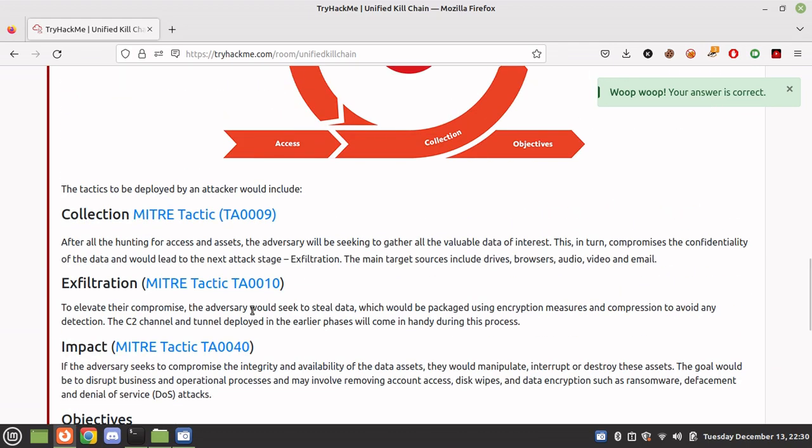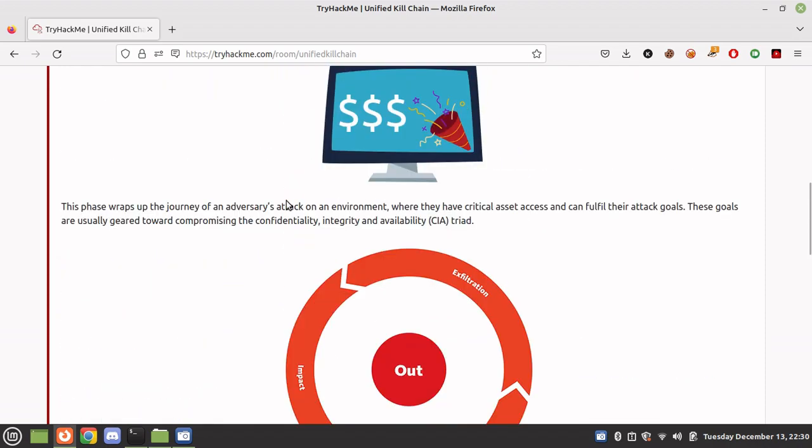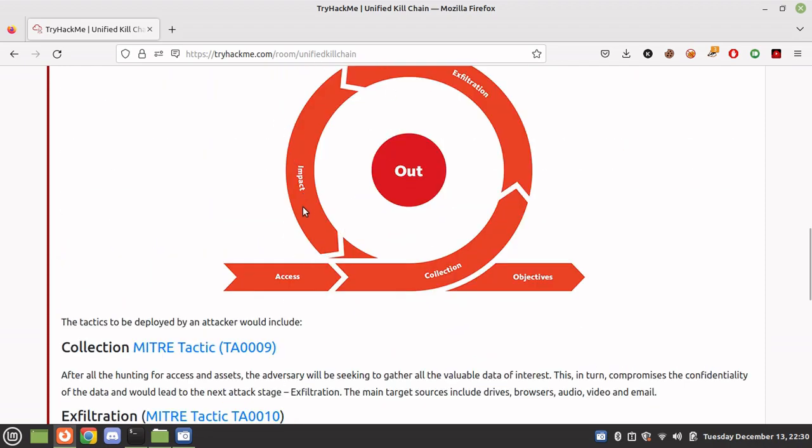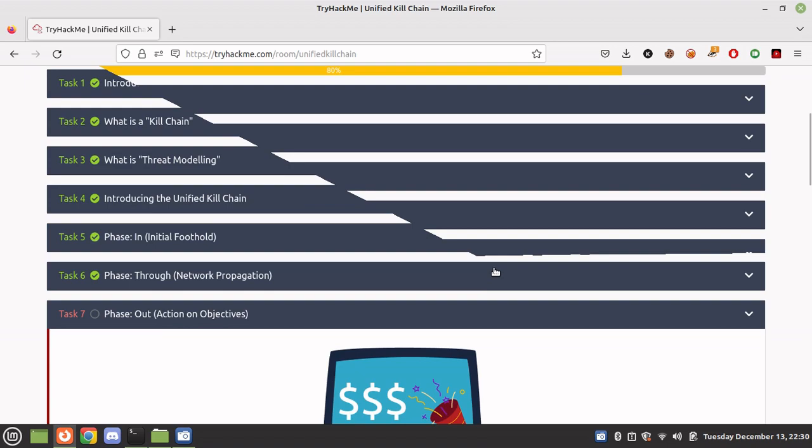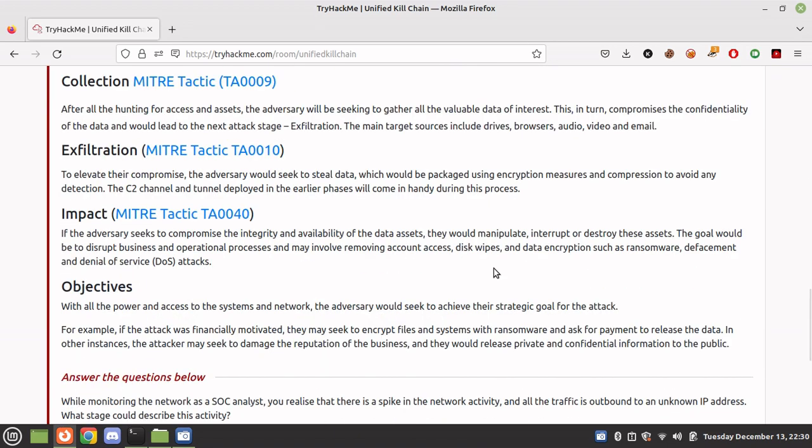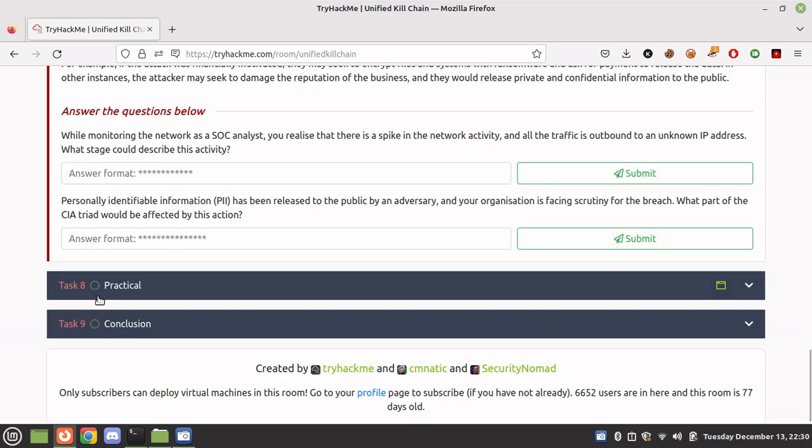So what is it? Access, collection, exfiltration, impact, and objectives. Basically, it's all about getting the data out now. You collect the data, you are now out. So basically, collection, exfiltration, impact on objectives.